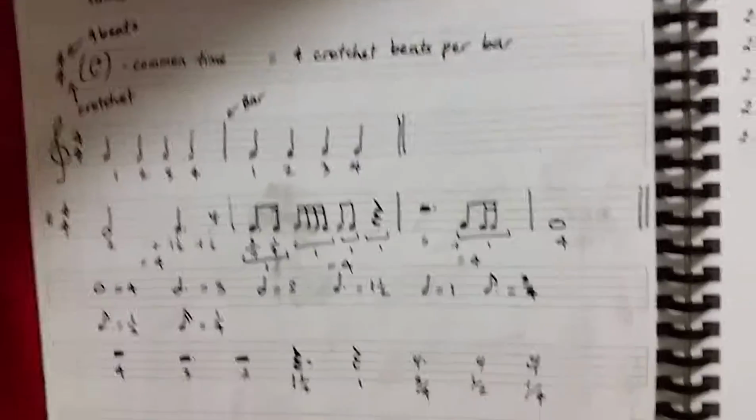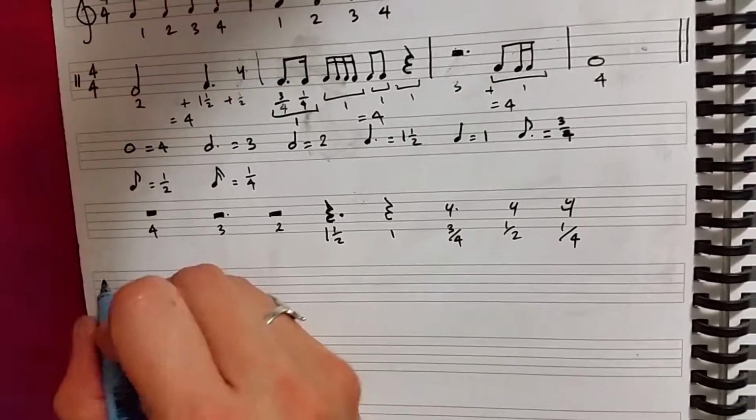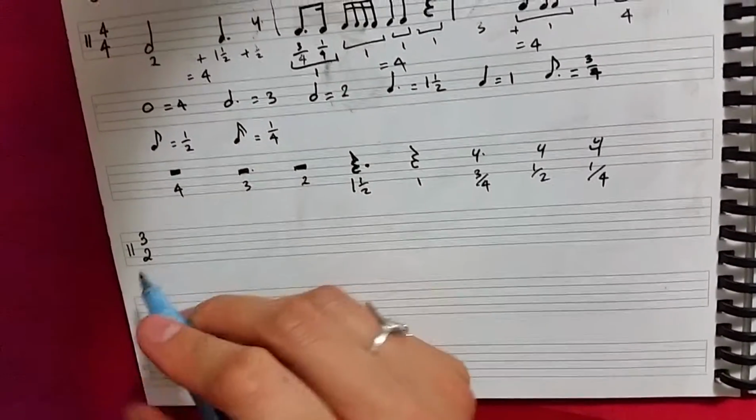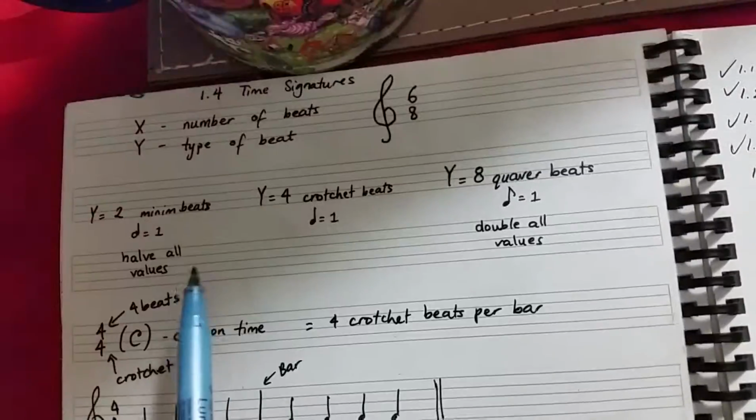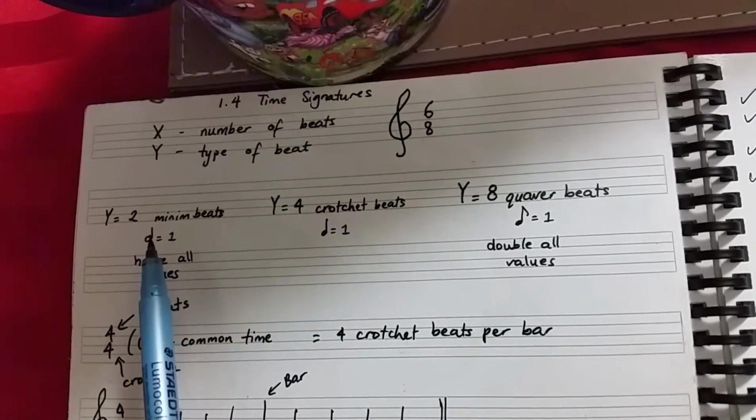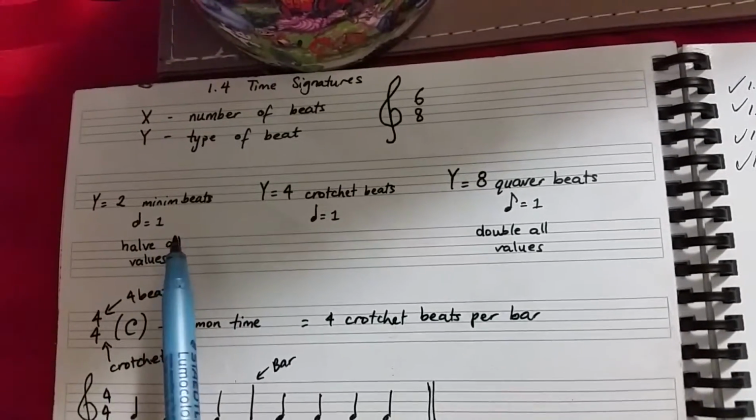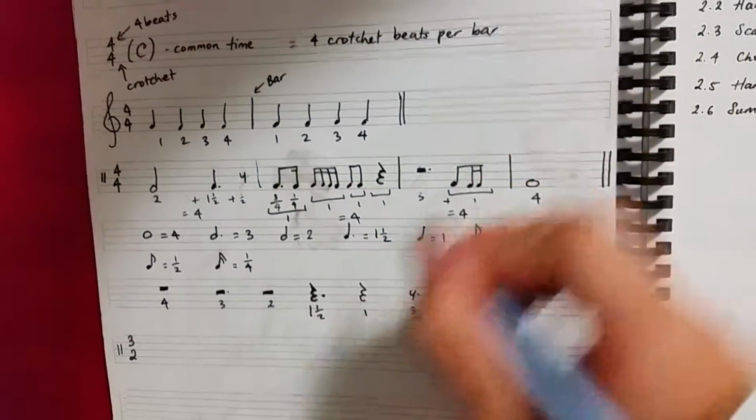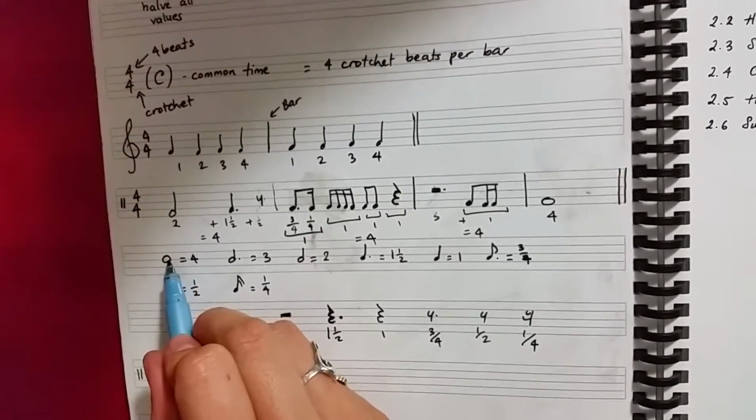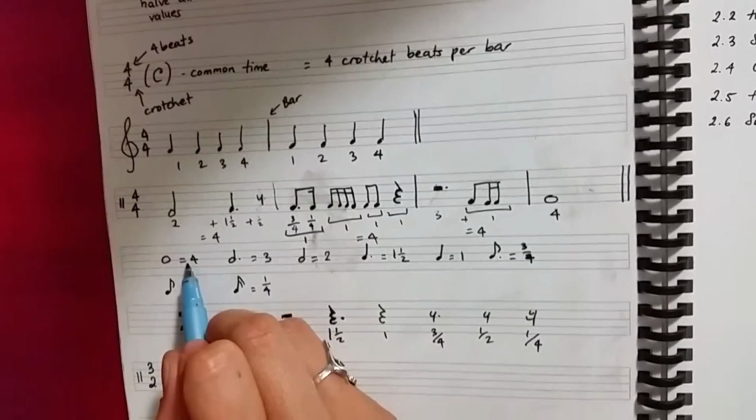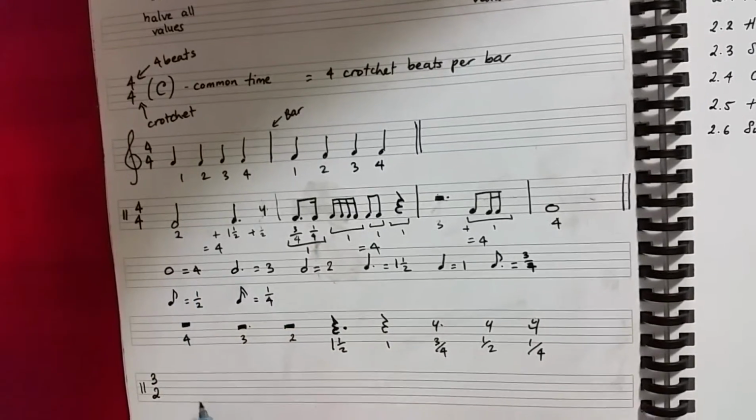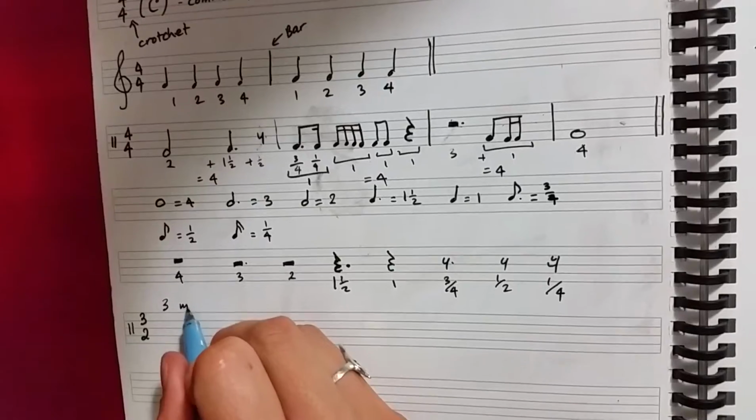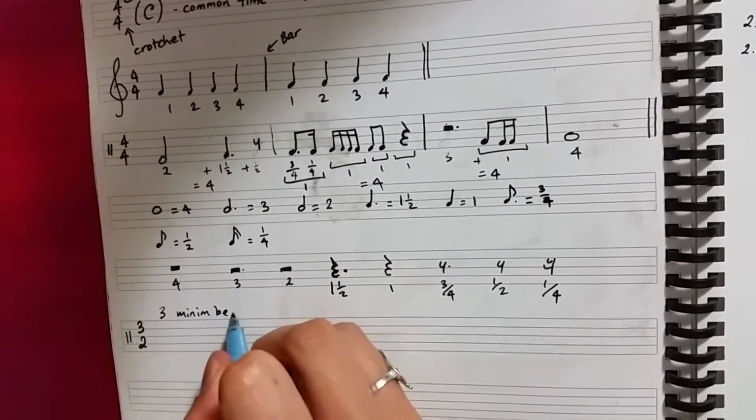Now, what happens when Y equals 2? That means minim beats, okay? So draw your attention back to minim beats. Minim equals 1, which means you have to halve all these note values. They are now worth half. So you usually consider the semibreve as 4 beats. It is now worth only 2 beats. Because when we have 3/2, that means 3 minim beats per bar.